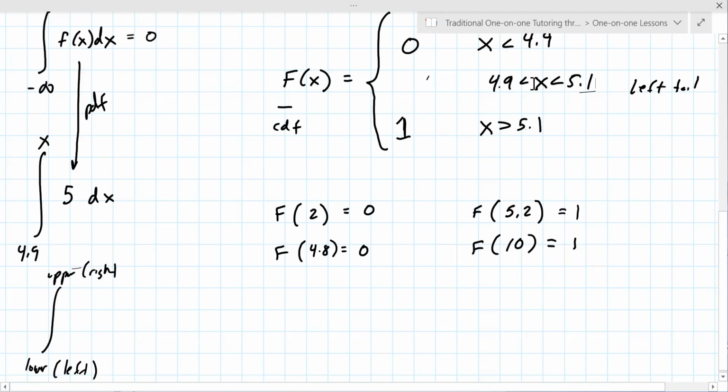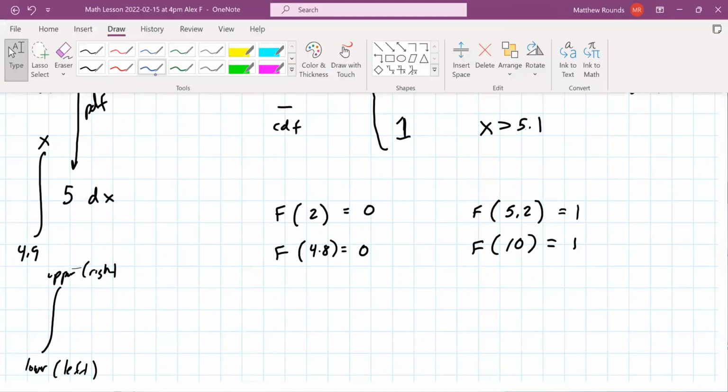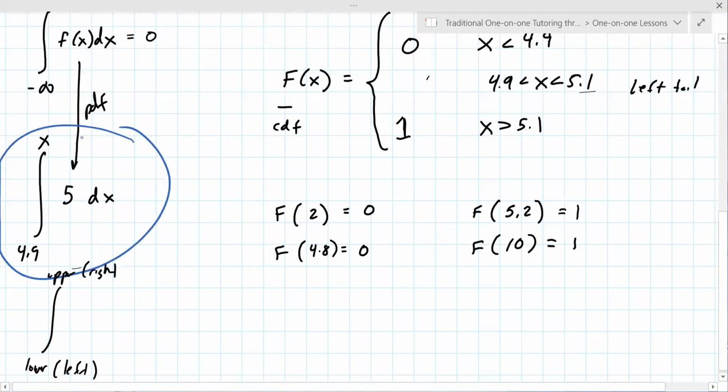Oh, I see. Because we're looking for that x that's just in the middle. We know that it's less than 5.1, but we don't know what the value is. So you as a student have to be able to do this calculation right here in blue. That calculation is 5x evaluated from 4.9 to x. As a review, whenever you have a constant times dx, the integral is cx.